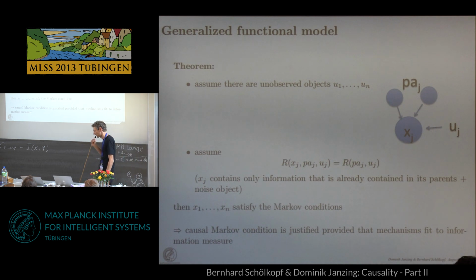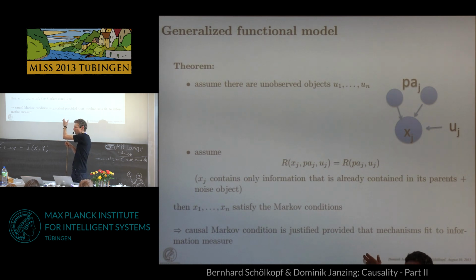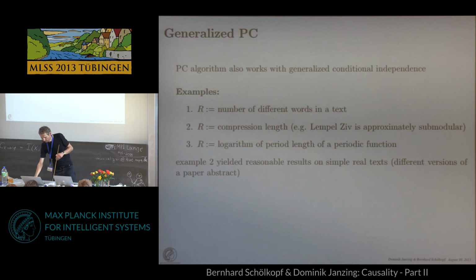Okay, and what's the implication of this theorem? The implication is that if we restrict the attention to causal mechanisms that fit into this framework, so in a way we restrict the attention to mechanisms that fit to our specific information measure, then we can state the causal Markov condition with respect to that information measure. Yeah, okay, 0 minutes. So we have a generalized PC for that one.